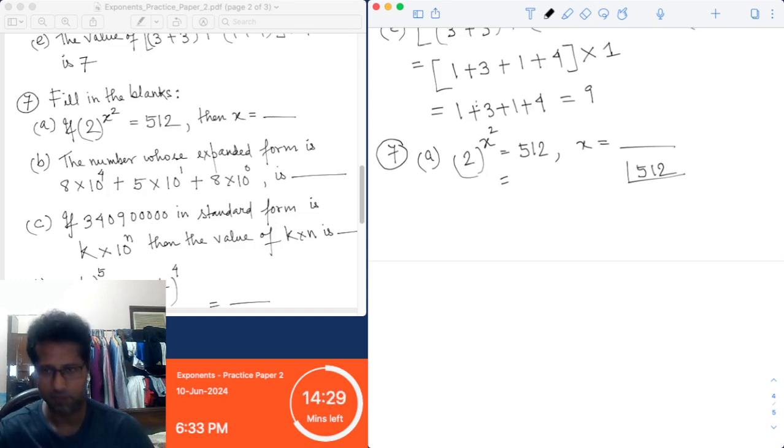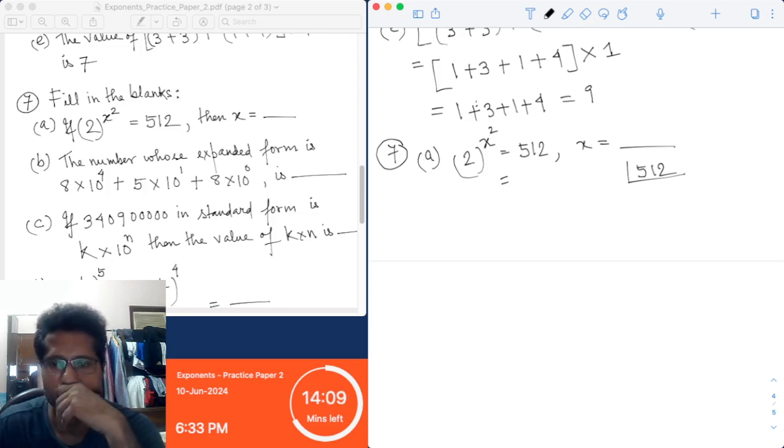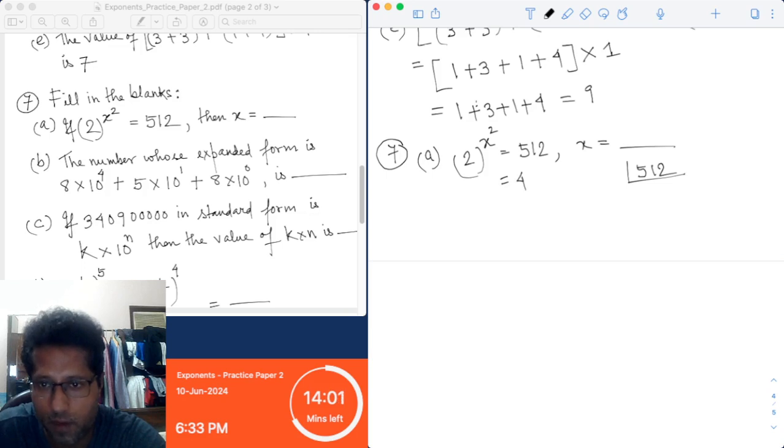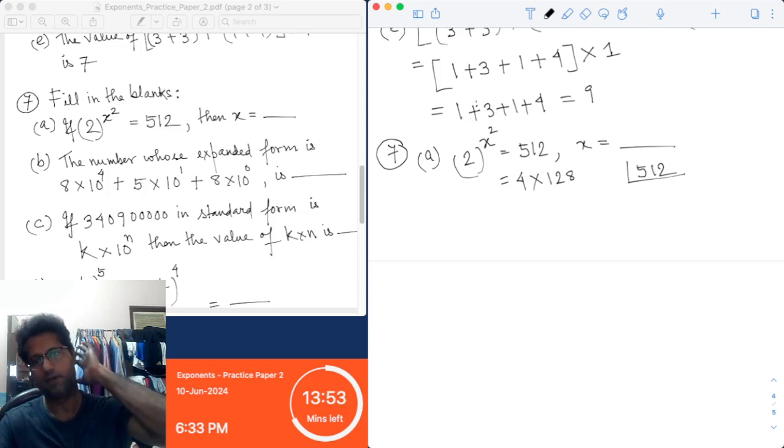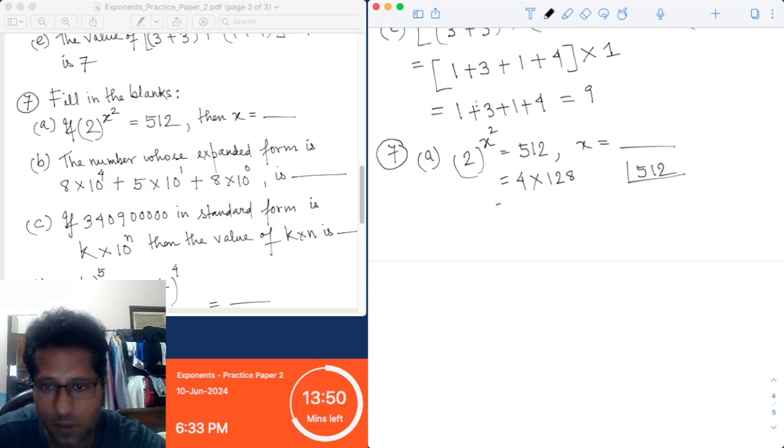512, okay, the factorization will take a lot of time. Let's see if we can do it quickly. Let's do it step by step slowly. Let's divide it by 4. Then we have 4 multiplied by 128, I guess. 128, 32, 8. Okay, so this is again 4.